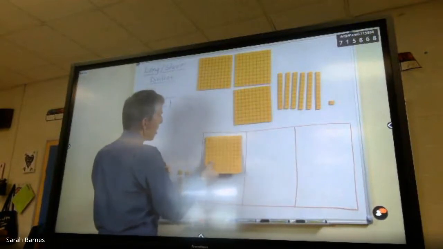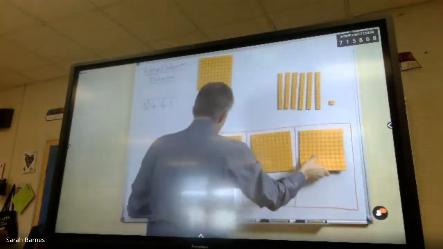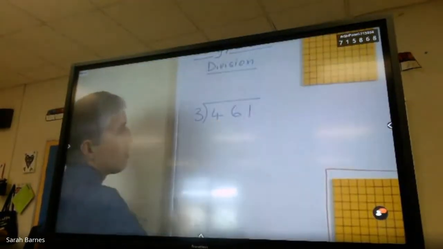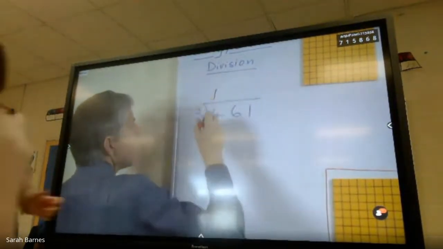Of course, we can share some of the hundreds. We can share 3 of them straight away. So using the written process, we do it this way. We say 4 divided by 3 is how many? How many can we share out? Well, everybody can have 1, so we write that at the top.